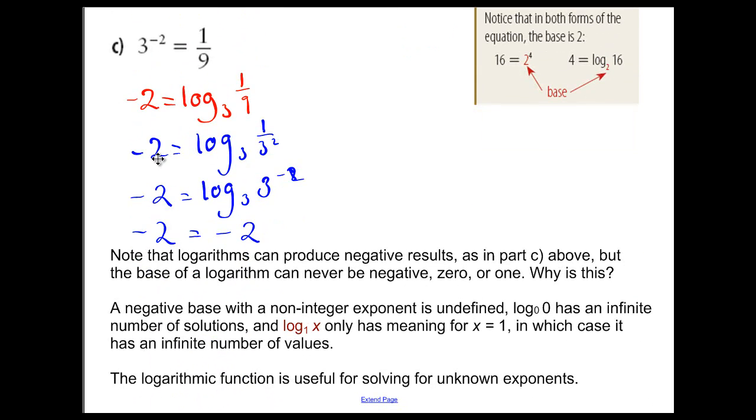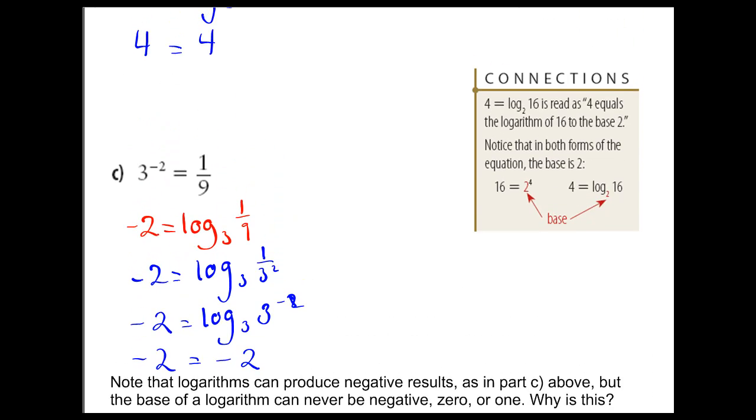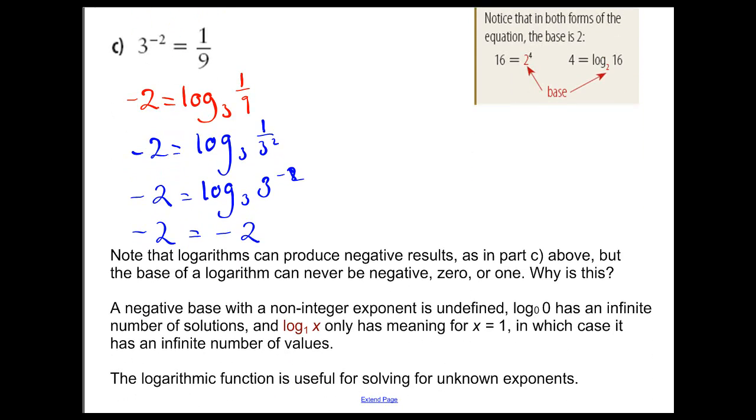If we look at what I've done on the right hand side here, I've changed 1 over 9 to 1 over 3 squared, which is still 1 over 9. Then I've written it as a negative reciprocal, and I've noticed once these two bases are the same, whatever the exponent is is the solution. This is something that we are going to see a number of times. Please read the note down here about negative bases and what happens when the base is 0.